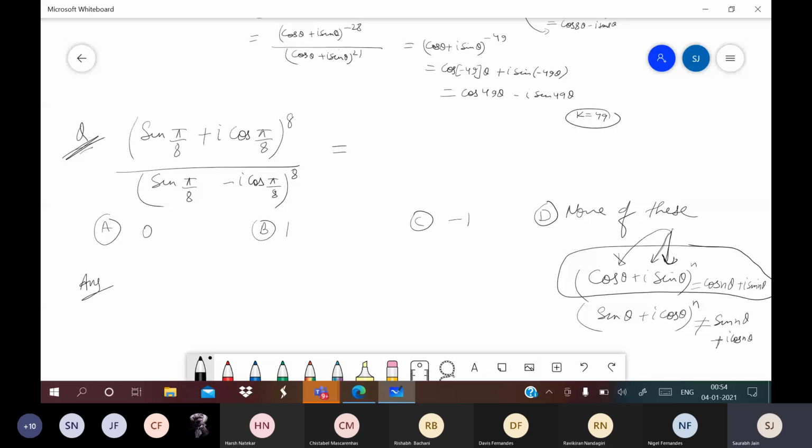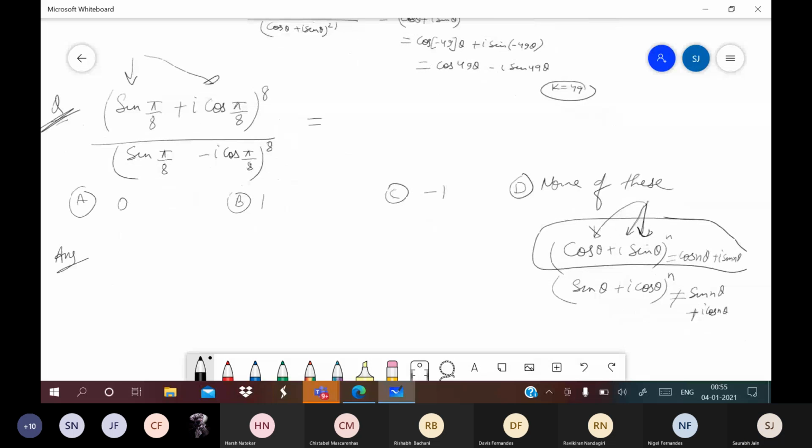Okay. Now, can anyone tell me how to change this into cos and this into sine? Do you have any method to do it? How to change sine pi by 8 into cos and cos pi by 8 into sine of the same angle? Do you have any method or any technique to do it? Yes, anyone?